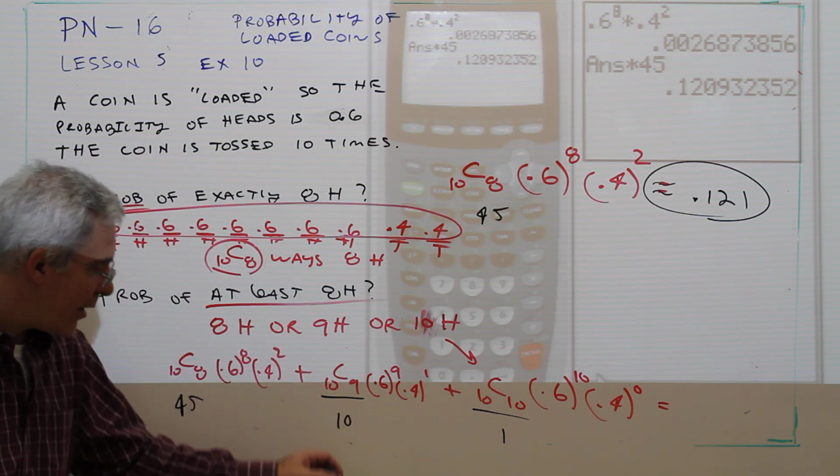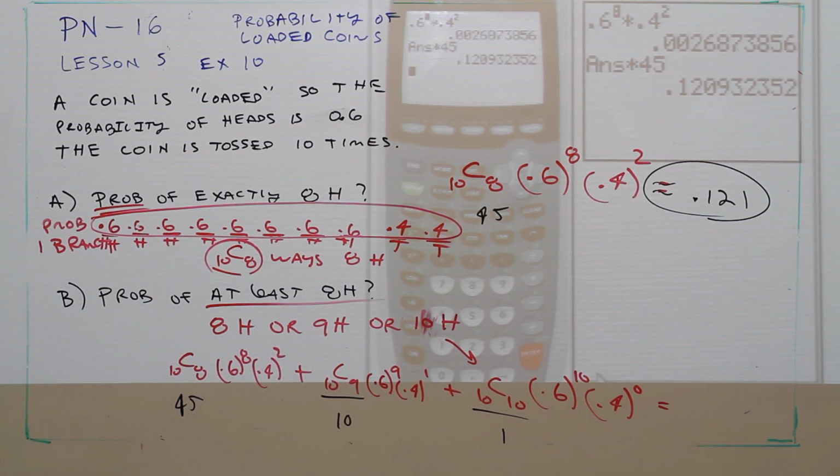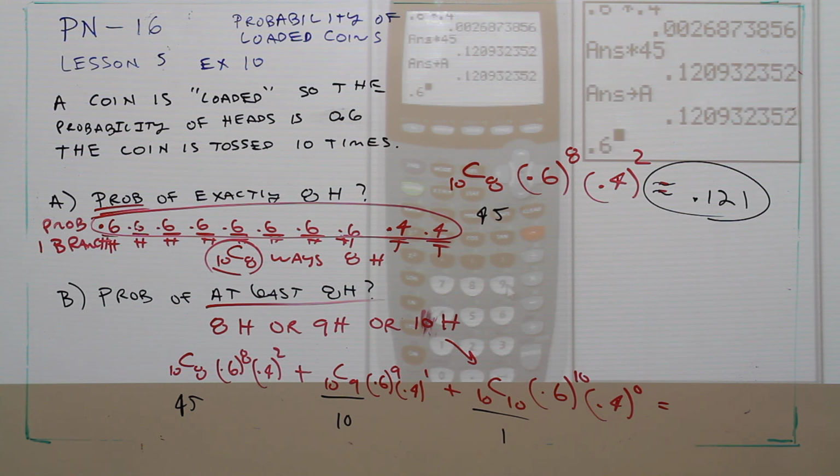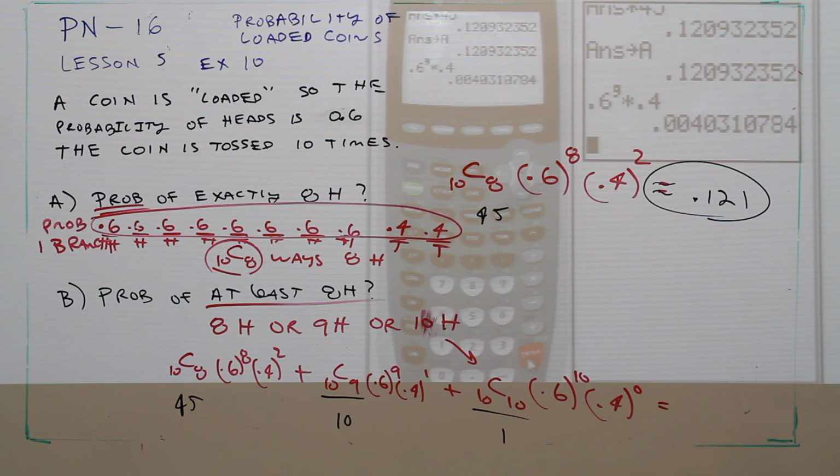And then I'll just quickly do this. I'll store that into alpha A. Okay, so I'll do the next one. 0.6 to the 9th times 0.4 to the 1. Multiply that by 10. I'll store that into alpha B.